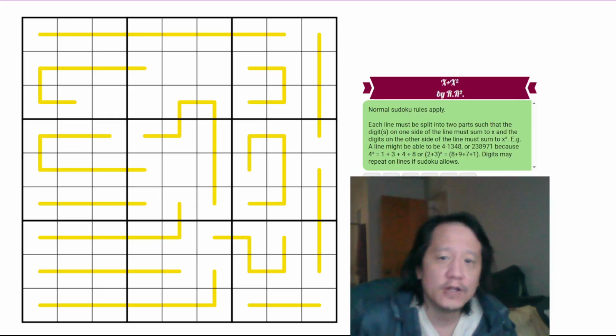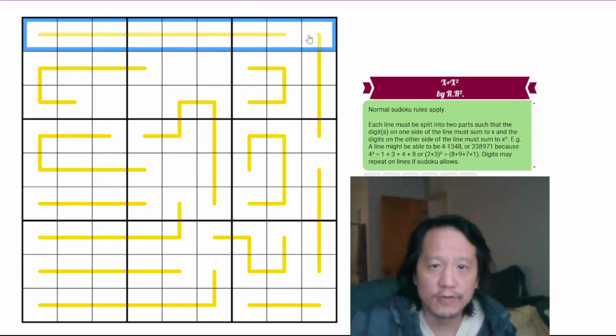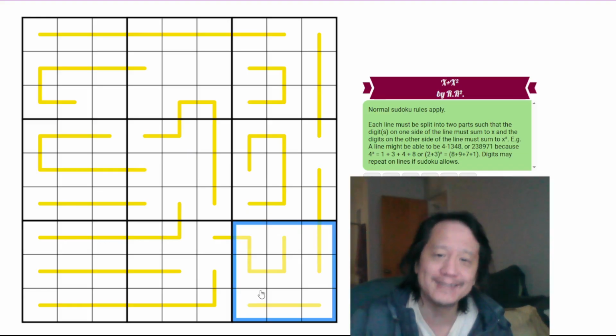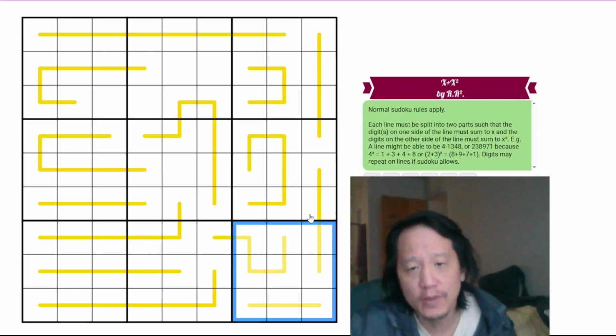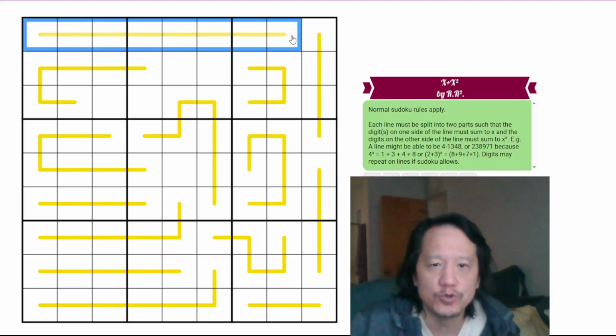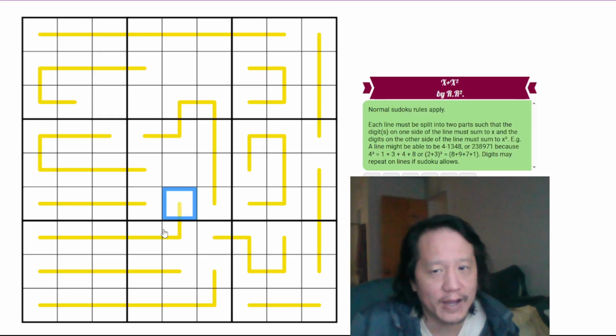Here are the rules. Normal Sudoku rules apply, which means in every cell in the grid, place a single digit such that every row, column, and designated 9-cell region contains the digits 1 through 9 exactly once each. Each line must be split into two parts, such that the digits on one side of the line must sum to x, and the digits on the other side of the line must sum to x squared.